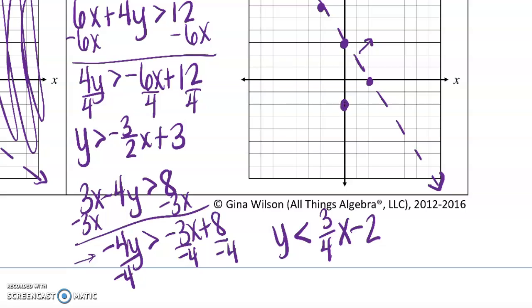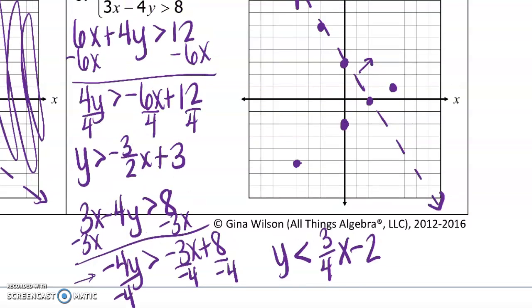So I start down 2, up 3 and right 4, down 3 and left 4. This one is also a dashed line. A couple of my dashes got a little close together there. We flipped it to a less than, so that would be down here. So again, I'm going to go in this section right here.